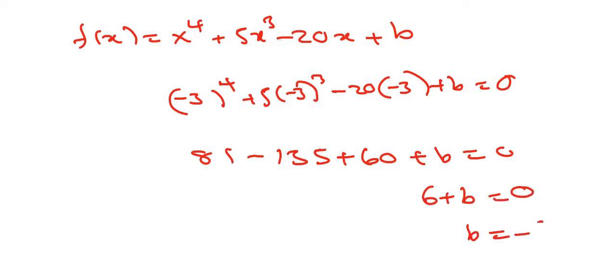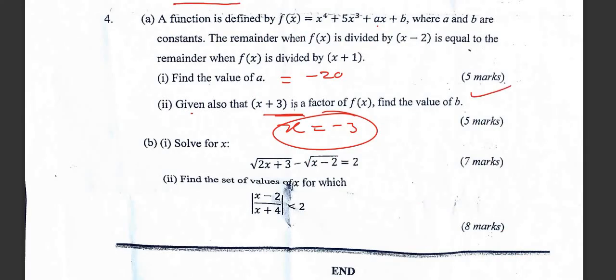Meaning b was equal to -6 as well. So you found this. Yeah, and you're done with that one. Hope this is okay, guys.